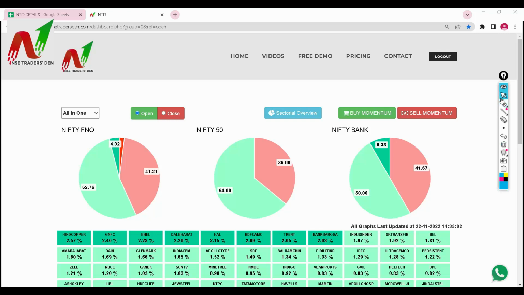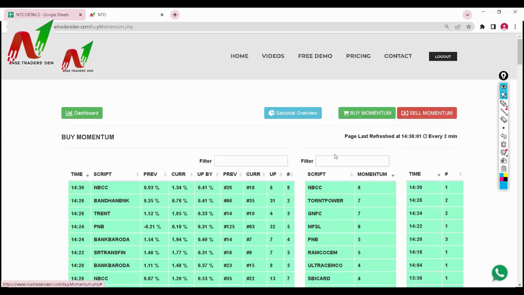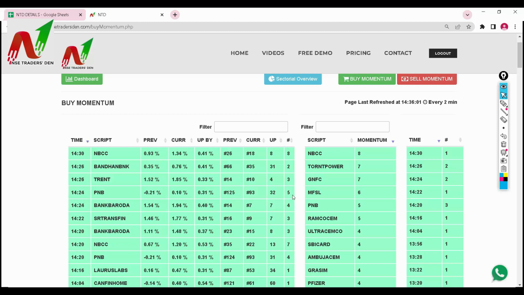Now you have to select the stocks. For selecting stocks, we have a tool known as buy momentum, sell momentum. Once you get that your trend is on the buy side, click on buy momentum. When you click on buy momentum, there is a list of stocks given here, out of which you have to identify which stocks you need to buy for intraday and which stocks you need to avoid for intraday.